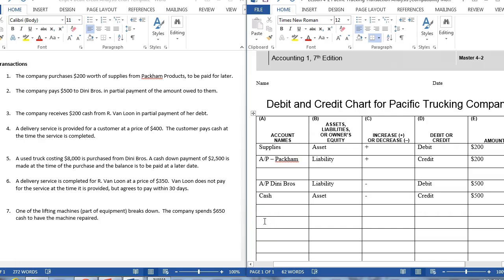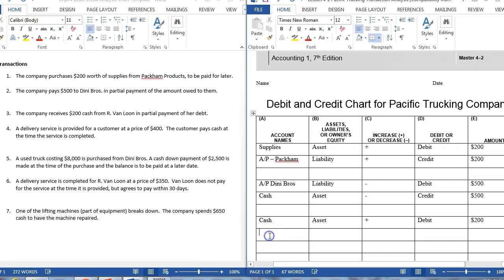So we're moving on to the third transaction. It says that the company receives $200 cash from R. Van Loon in partial payment of her debt. So R. Van Loon must be in accounts receivable. So we know that if we're going to receive cash, cash is going to increase or be affected. It's an asset account. It's going to increase, which is a debit. Check your chart, make sure that I'm right, and it's $200.